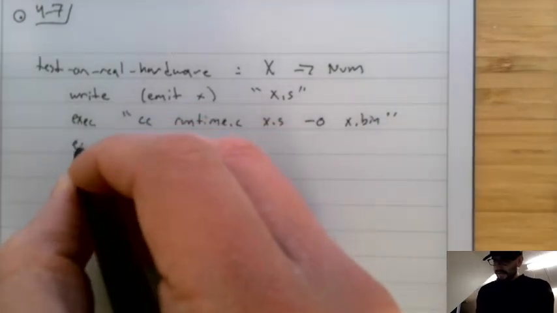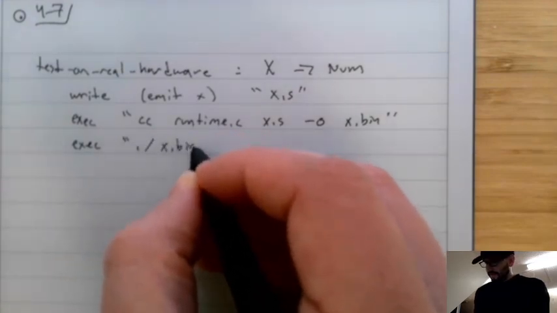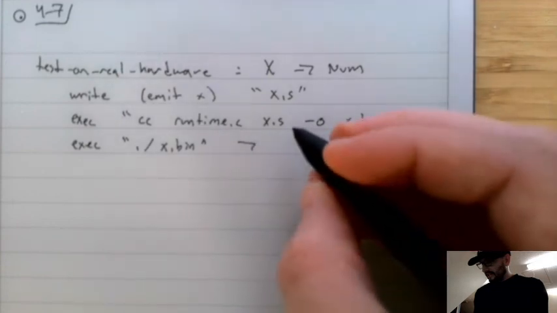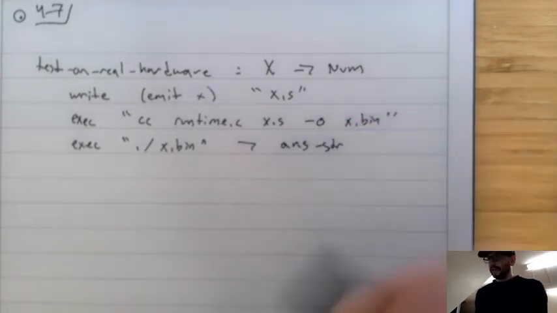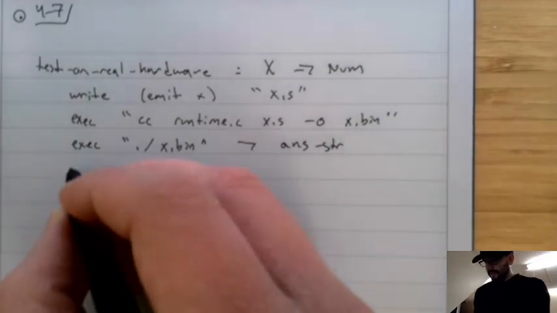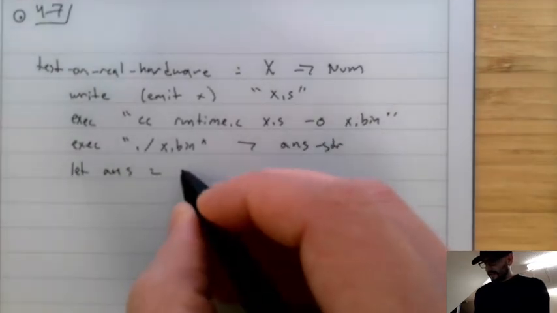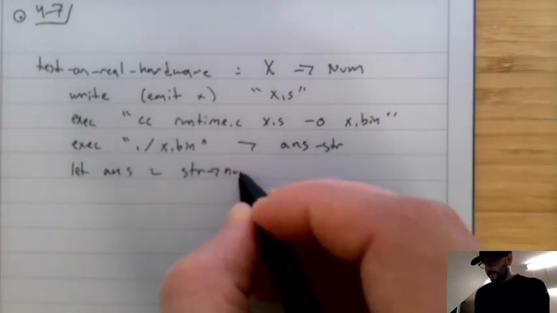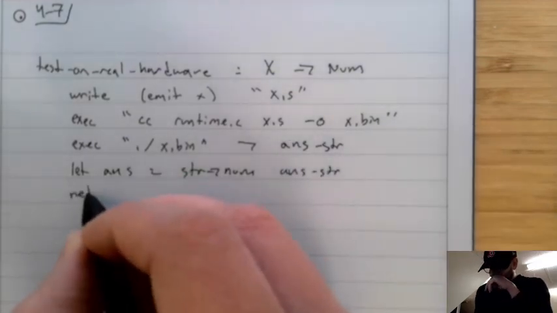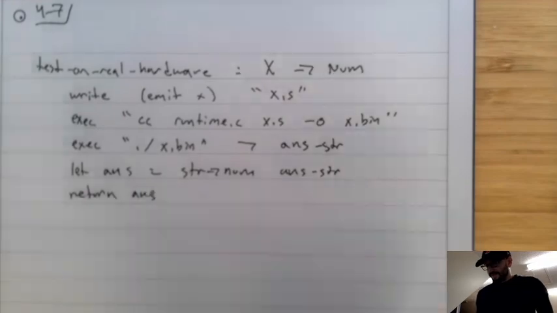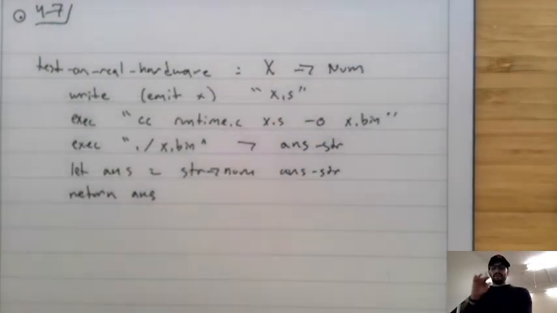Then I'm going to execute x.bin, and I'm going to put the answer in answer, and that's answer as a string. Then I'm going to do, let answer equal string to number on the answer string. And then I'm going to return the answer. Now I have a way of taking an X program and turning it into an actual honest-to-goodness number.